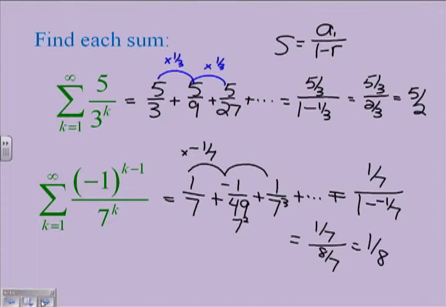Isn't it amazing? We just added up infinitely many fractions. And you thought adding 2 fractions was hard. Adding up infinitely many of those, the answer is 1/8. Okay?